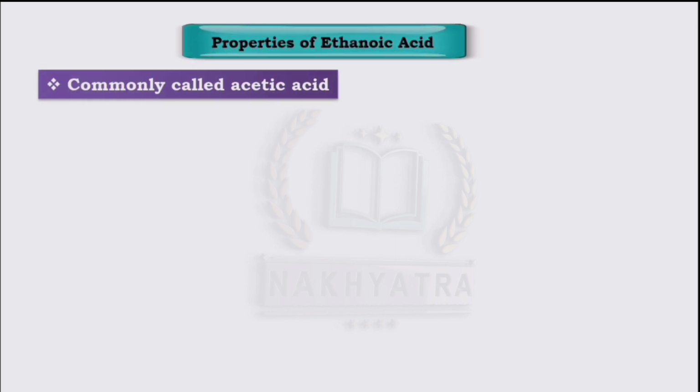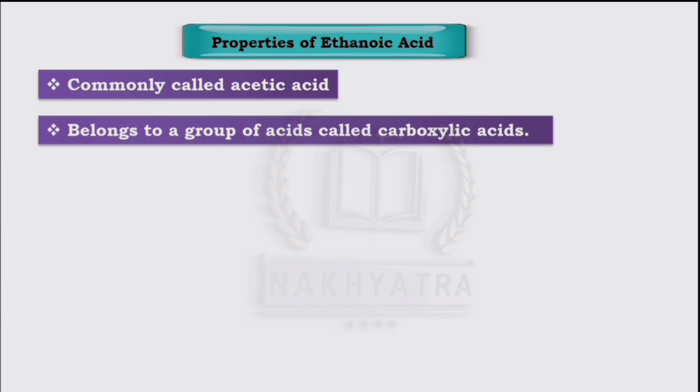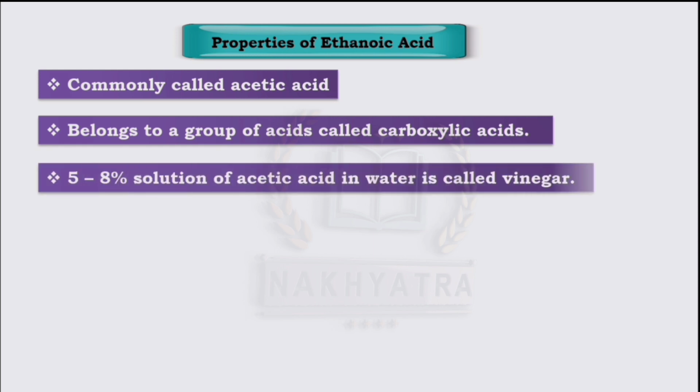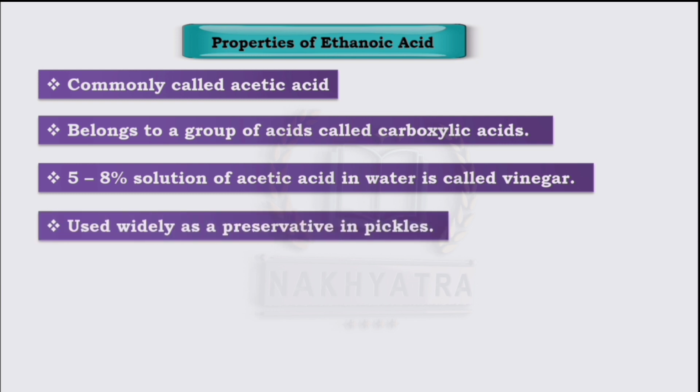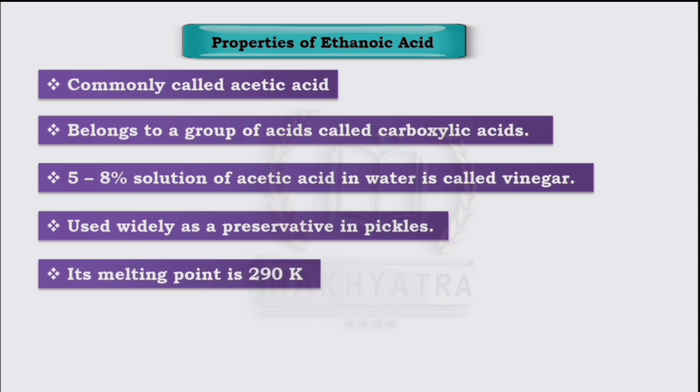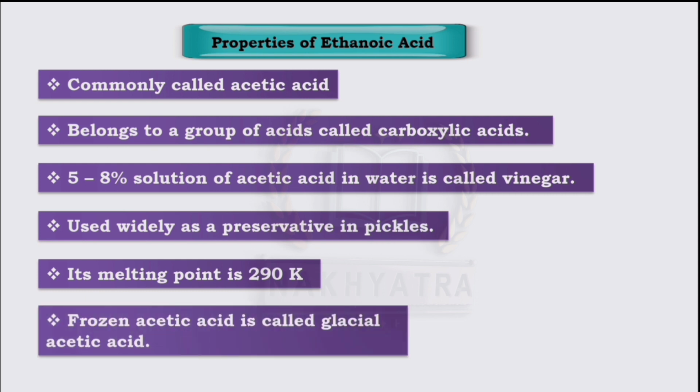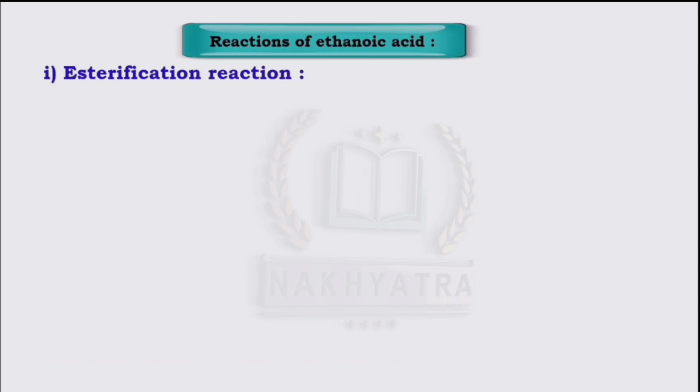So it is commonly called acetic acid. It belongs to a group of acids called carboxylic acids. A 5 to 8% solution of acetic acid in water is called vinegar. It is used widely as a preservative in pickles. It is also used in food preparations. Its melting point is 290 Kelvin. And the frozen acetic acid is called glacial acetic acid. Alright, next see the reactions of ethanoic acid.